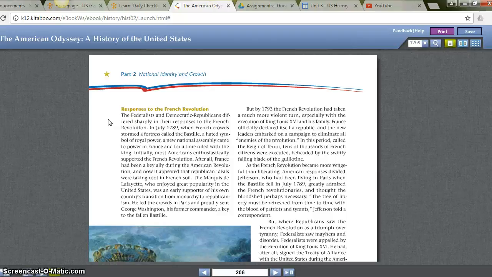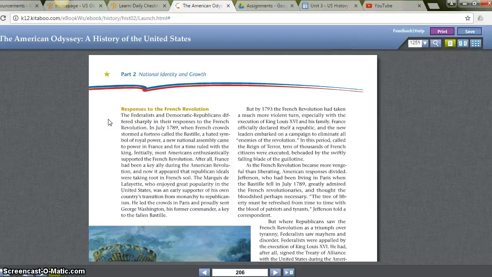The Marquis de Lafayette, who enjoyed great popularity in the United States, was an early supporter of his own country's transition from monarchy to republicanism. He led crowds in Paris and proudly sent George Washington, his former commander, a key to the fallen Bastille.